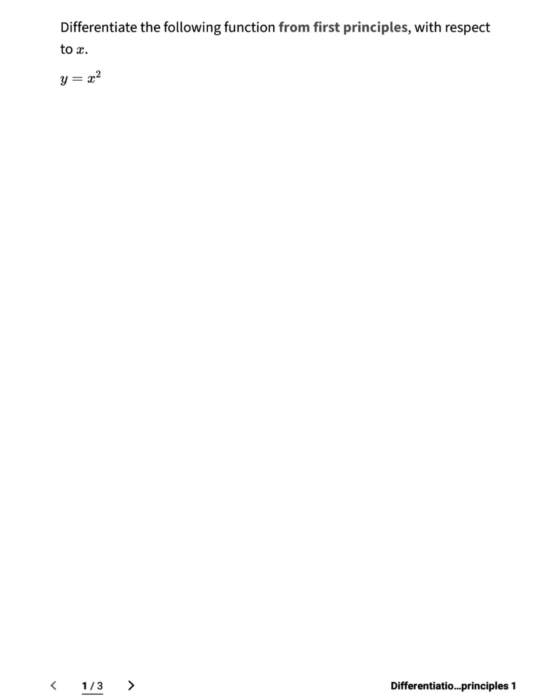We're going to look at differentiating from first principles. And we're going to do 3 examples, starting with a fairly simple one. So we've got the function y equals x squared. And we can sketch this very quickly. And here we've got the x-axis and the y-axis.